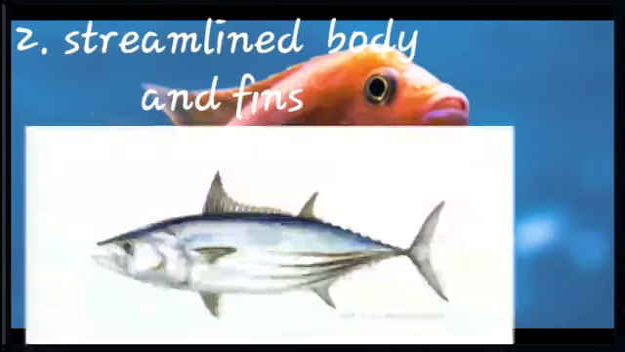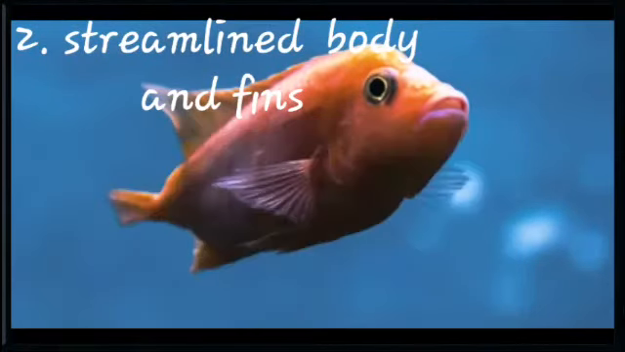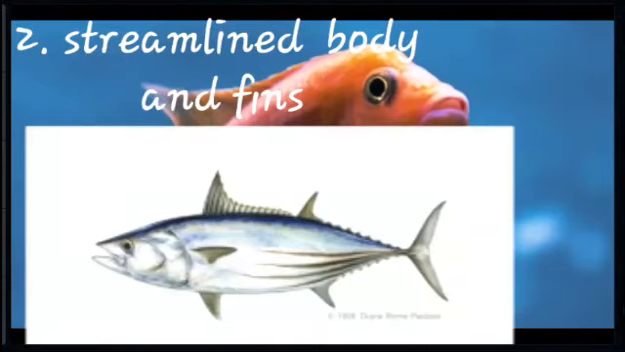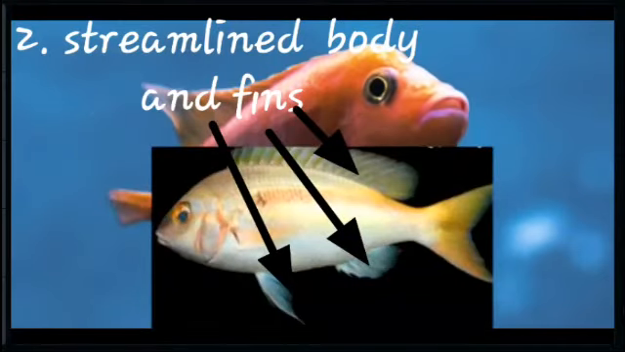Fish have streamlined bodies and they also have fins. In this picture, you can see the fins and the streamlined body of fish. Streamlined body means a wavy type of body which reduces the friction so that fish can easily swim in water. Also, their fins and tails help them to swim and change direction.